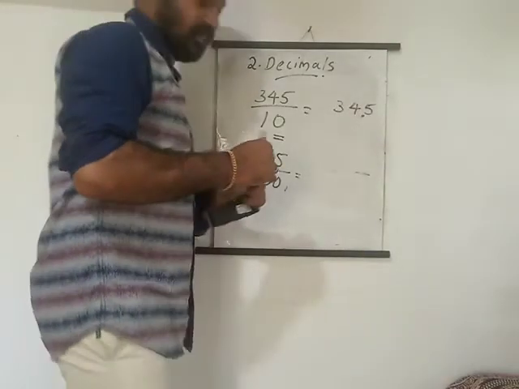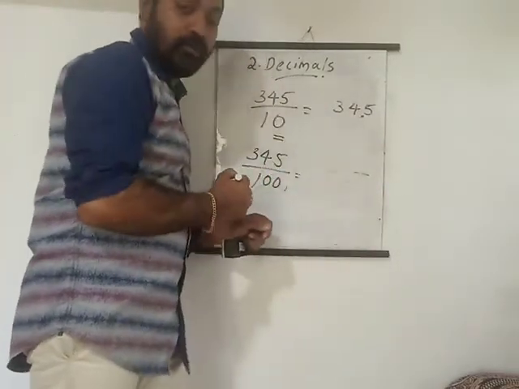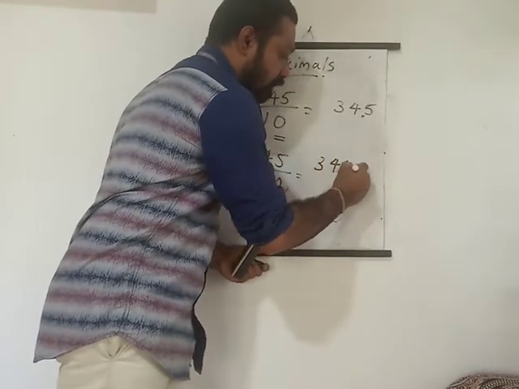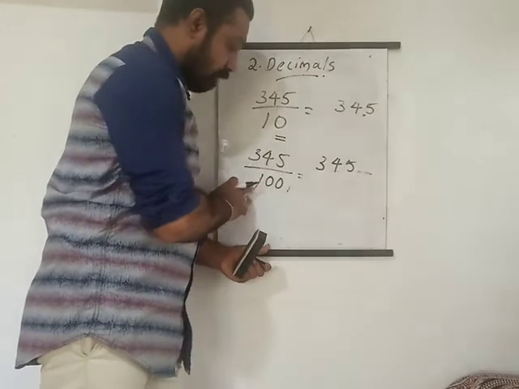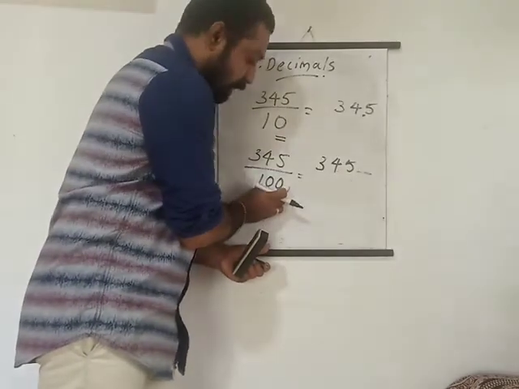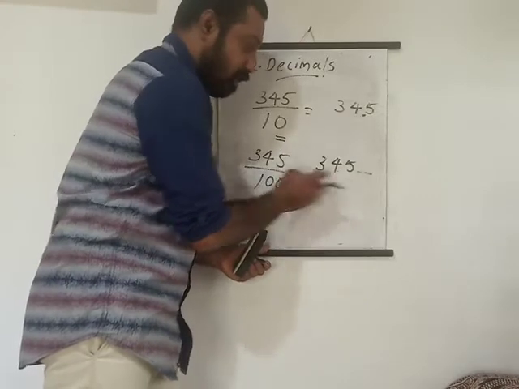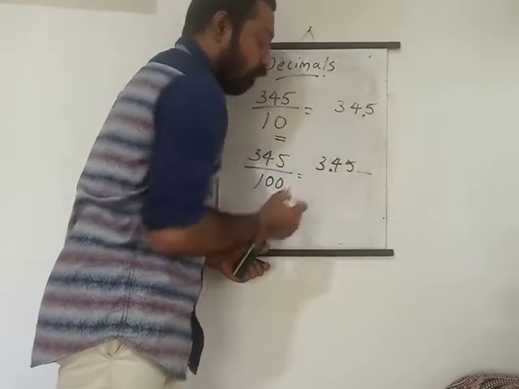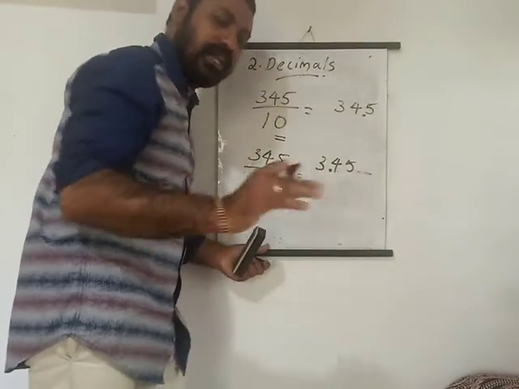If it is 345 divided by 100, how will we write? You write 345. So how many zeros? 2 zeros. So 1, 2. 3.45. This is very easy.